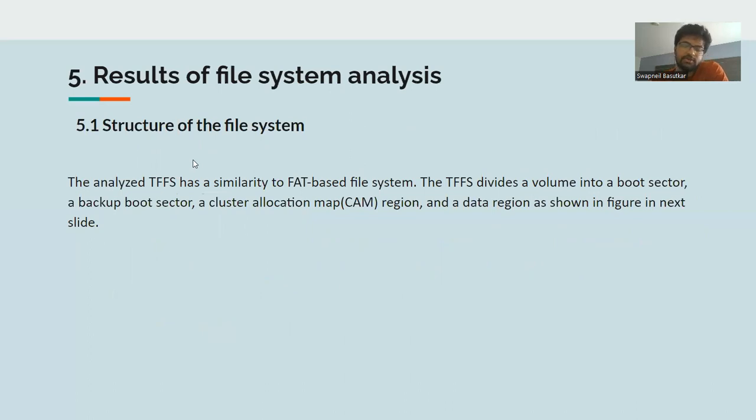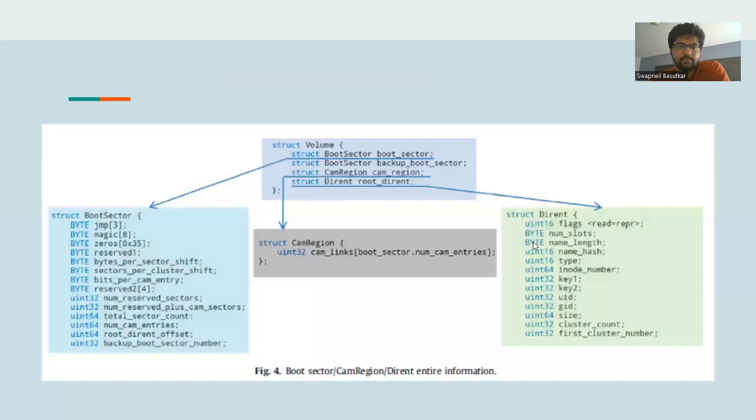Now we'll see the results of the file system analysis. 5.1 is the structure of the file system. The analyzed TFFS has similarity to the FAT-based file system. The TFFS divides a volume into a boot sector, a backup boot sector, a cluster allocation map, and a data region, as shown in the figure in the next slide.